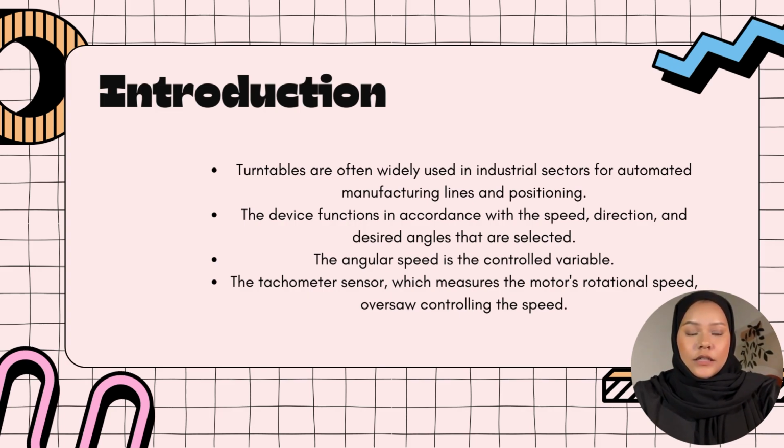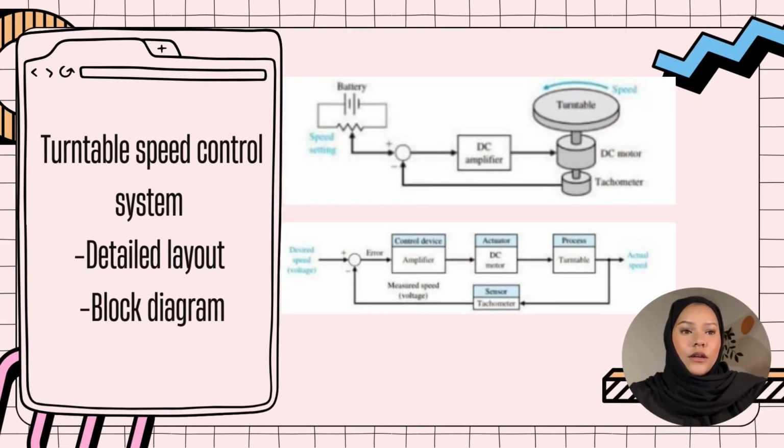Mostly used as a rotary turntable for packaging, also known as a pallet turntable. This turntable rotates the wrap of the packaging according to its operating principle. The motor turns the turntable at constant RPM. The tachometer, which measures the motor rotational speed, is also used for controlling the speed. So the figure above shows the detailed layout of the turntable speed control system. Meanwhile, the figure below shows the block diagram of the turntable speed control system.